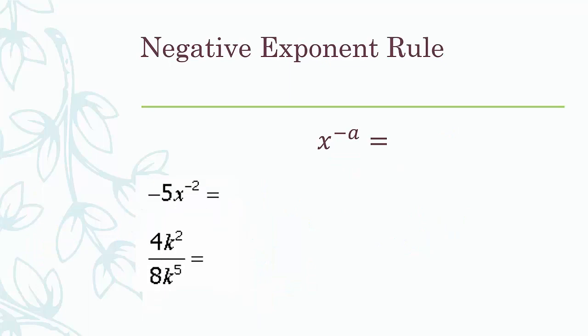So let's look at the negative exponent rule. When we have a negative exponent, we just flip it on its head. So we go 1 over x to the a. So if we had 1 over x to the negative a, that would end up equaling x to the a. All right, so let's look at the example. We have negative 5 times x to the negative 2. So the negative 5 is going to stay on top. And then x squared is going to slide on below. Okay.